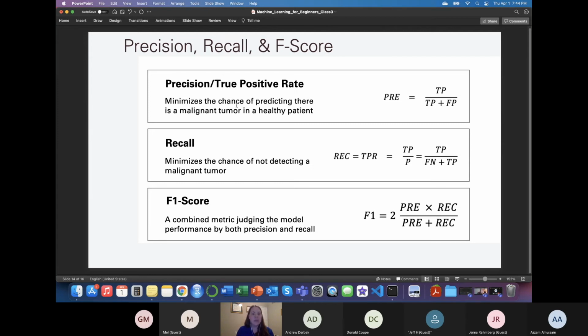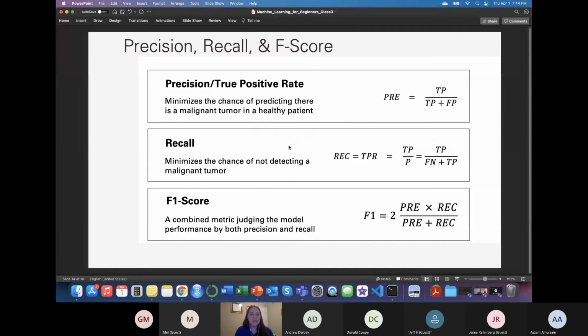Precision is very important too, but it's not quite as life and death. This would be if many people come in who do not have breast cancer, and it predicts that they do. The consequences of that are not good either, but they will get a biopsy that will maybe come back negative, which has consequences, but it's less likely to make somebody die. So in general, especially in healthcare settings, we're going to weight recall as more important than precision.